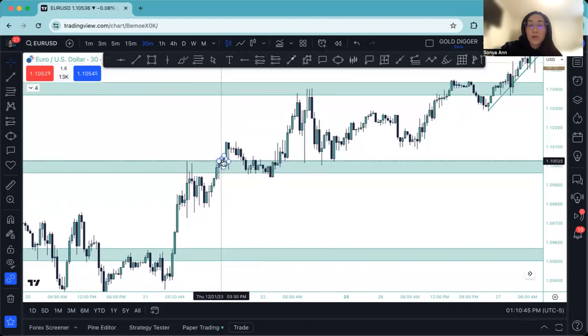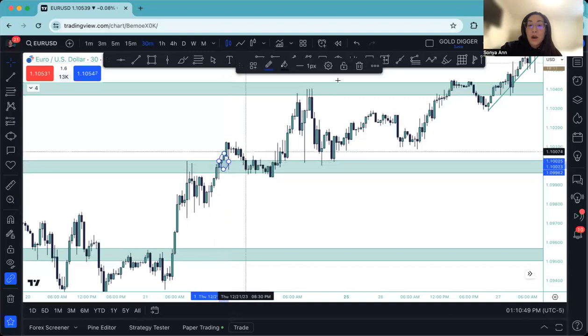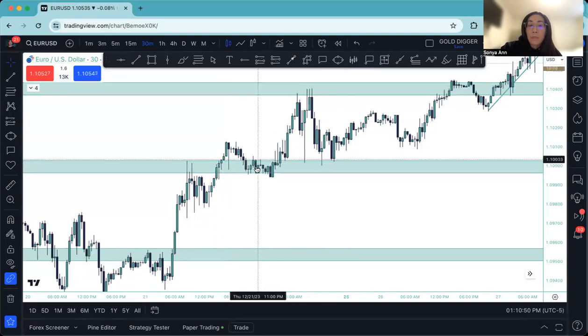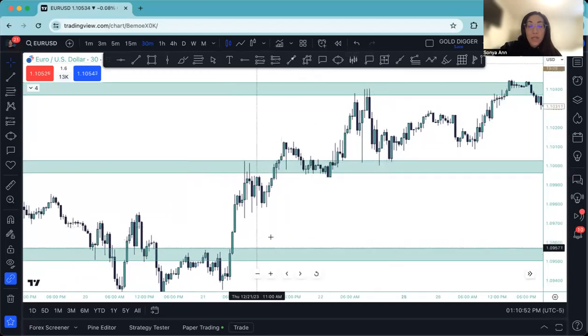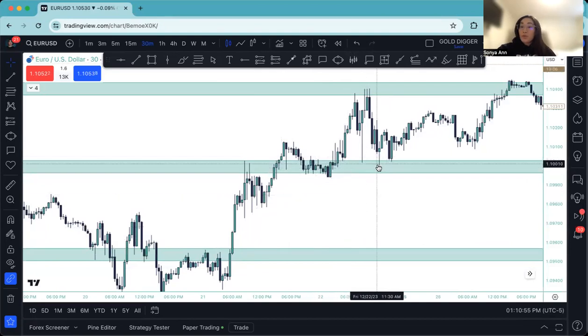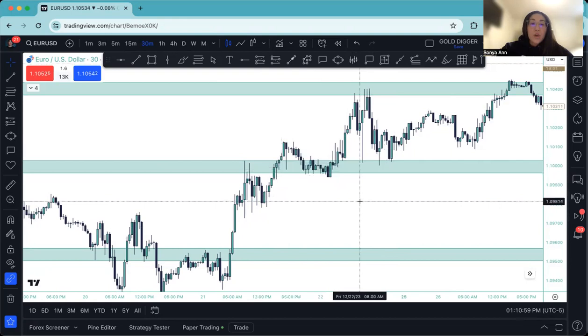What I also want you to do is call out break and retest off of the zones. So trend line break and retest, and support and resistance zone break and retest. That is your homework.